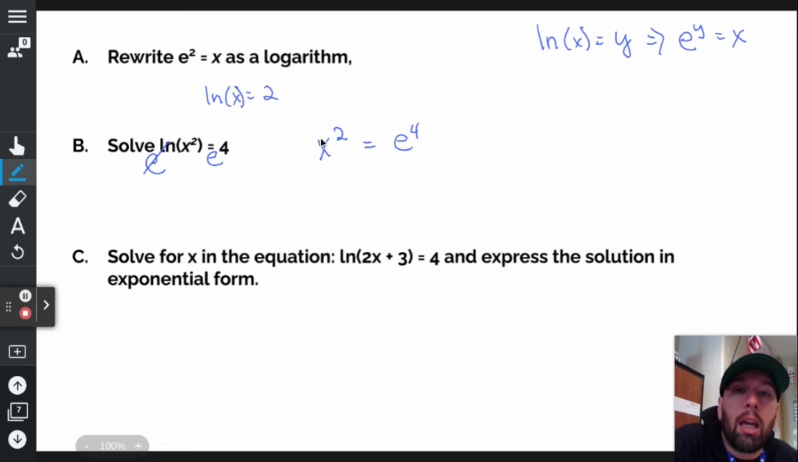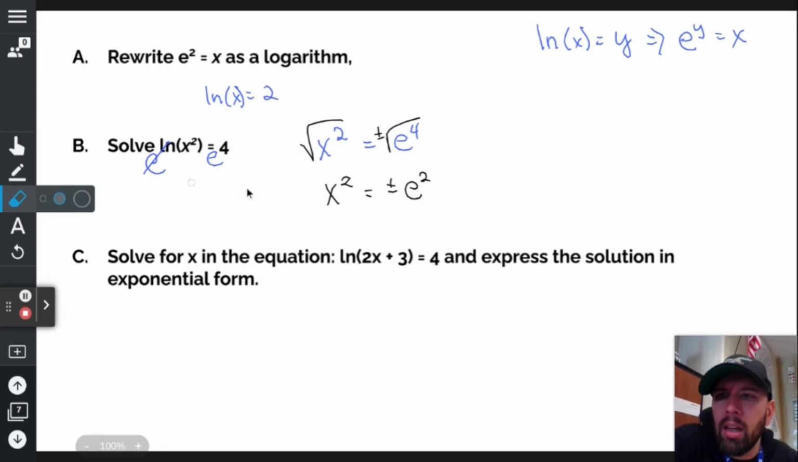In order to get x all by itself, you square root. And whenever you square root both sides, you have to attach a positive or negative. So x is going to equal positive or negative e squared. Regular x, not x squared. Regular x. I don't know why I did that.